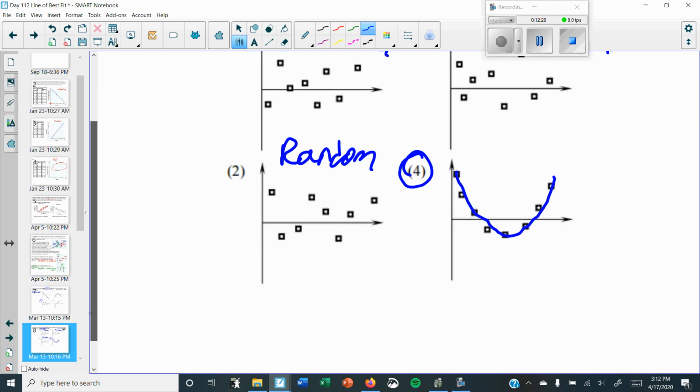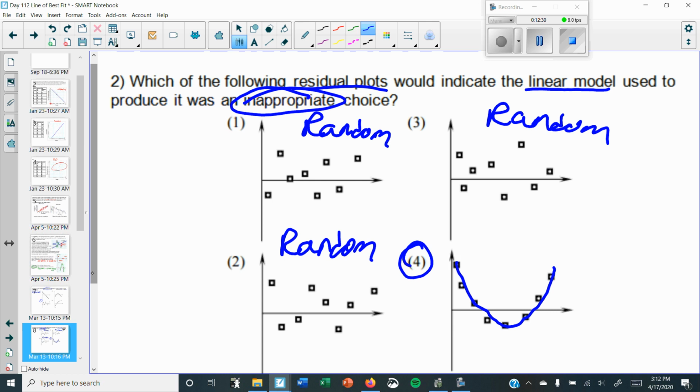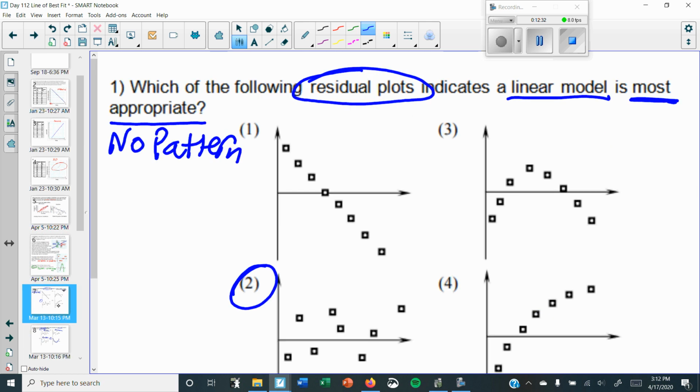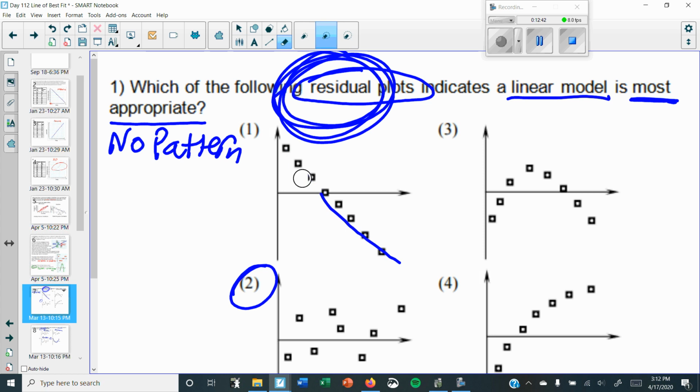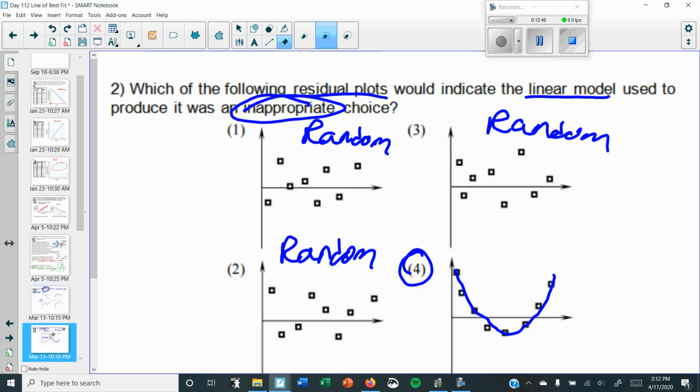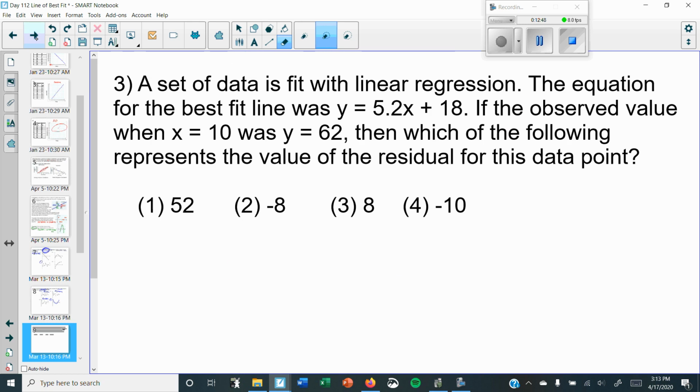So again, the part that us math teachers see the most mistakes in is clearly for this question, going back to number 1, most kids would pick number 1 because they hear the word line and they pick the one that's a line. But if you ever hear the word residual, okay, don't pick the one that looks like a line. Pick the one that's no pattern.